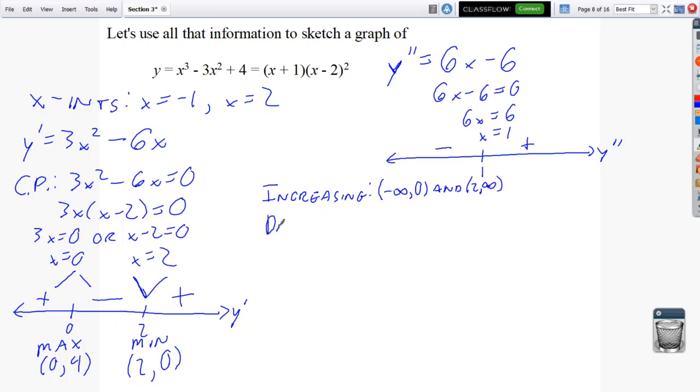My decreasing interval, decreasing, is going to be wherever my first derivative is negative. So from 0 to 2.